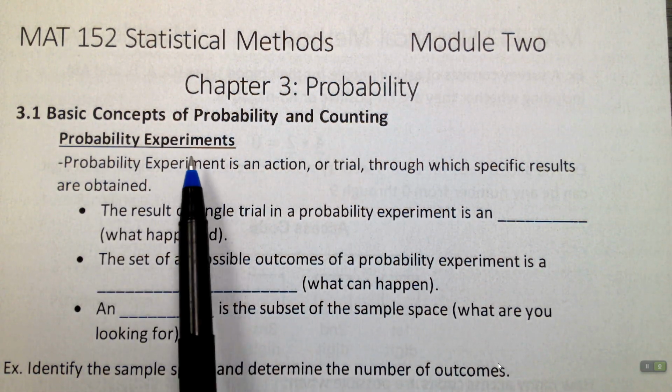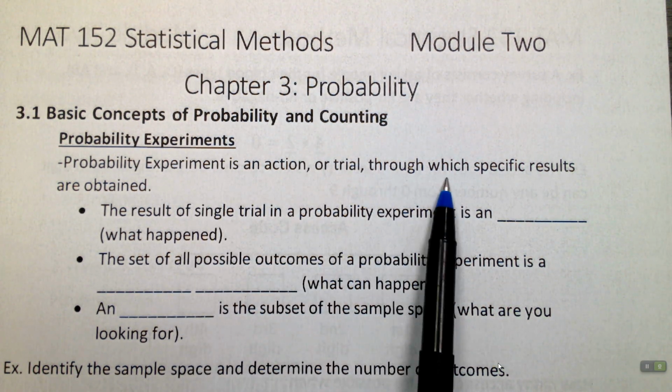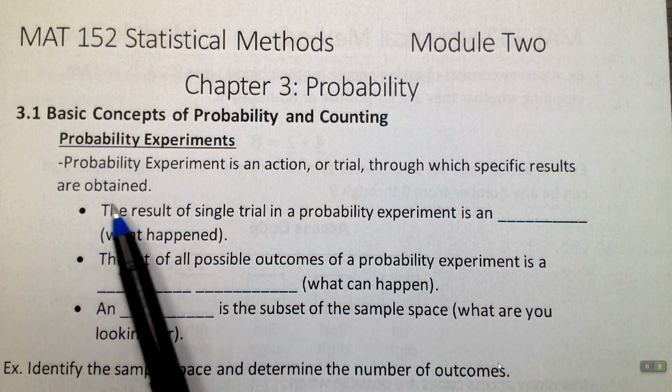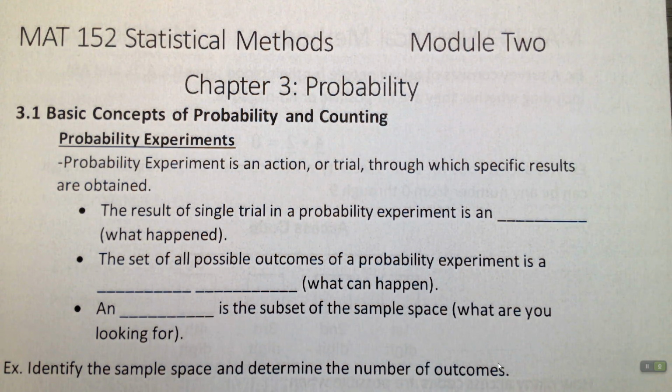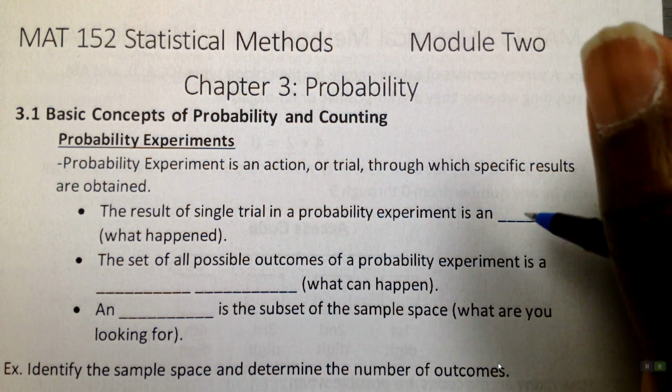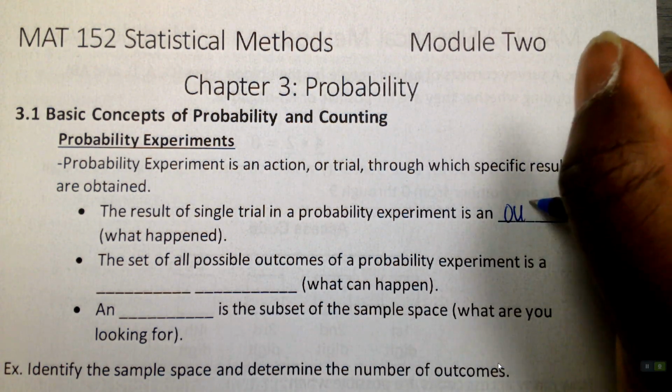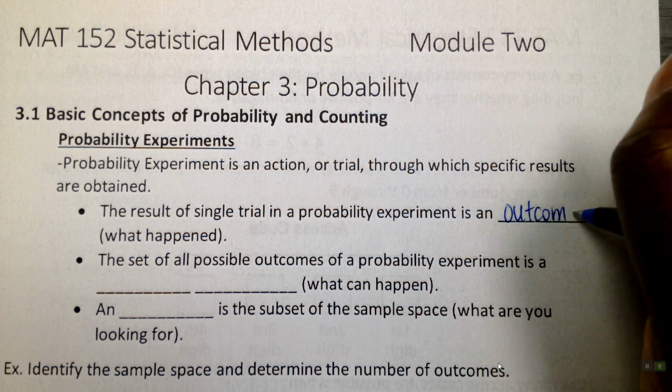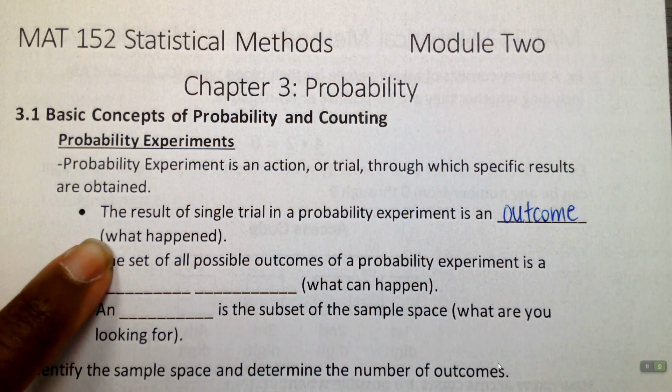A probability experiment is an action or trial through which specific results are obtained. We're trying to figure out what it is we're trying to get. The result of a single trial in a probability experiment is an outcome. And the things in parentheses are my words. So the outcome is what happened, what happened when you rolled that die, or picked that card, or picked that marble.